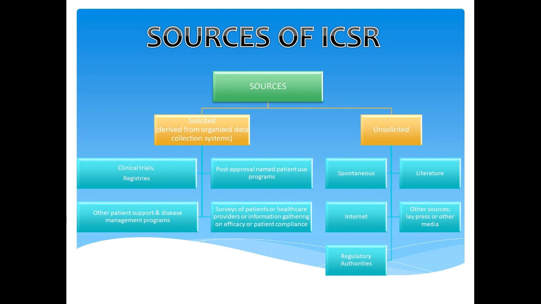So there are various sources, various channels, through which reports are provided or submitted to that particular marketing authorization holder, the particular company. The means could be solicited as well as unsolicited. Solicited is something derived from an organized data collection system. There exists a confined, organized system with some liability to report. That means their job is to collect those reports.